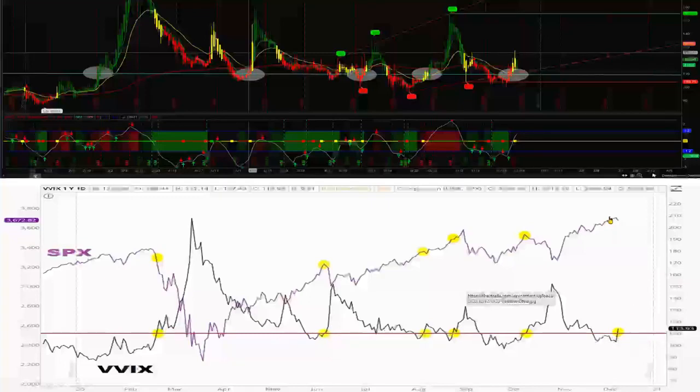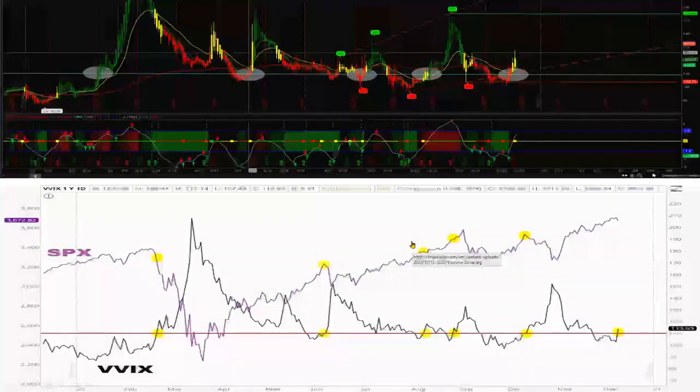Every time it crosses into that zone I highlighted here, that's where we want to watch as investors, where we want to start hedging. So it mimics what you've been telling us, that you're bearish into January, February, and March. So that's basically the idea.